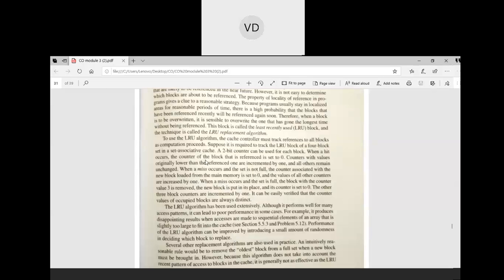When a hit occurs, meaning the particular block is already present in the cache memory, the counter of the referenced block is set to 0. Counter values originally lower than the referenced one are incremented. Our referenced one was block number 2, which has reference value 3. All blocks with values less than 3 are incremented by 1, and all others remain unchanged.